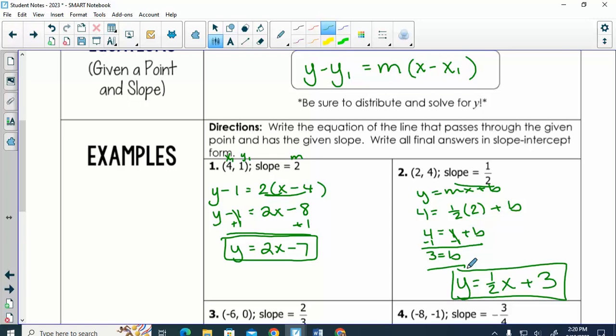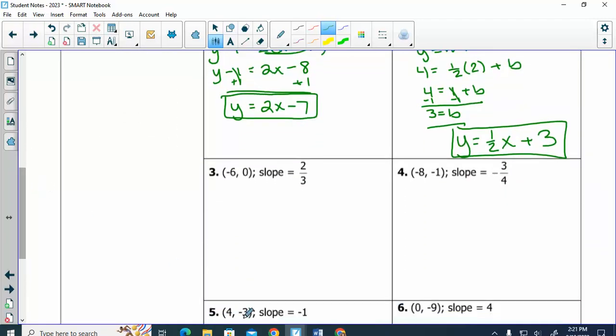How many of you like the first one, point slope? Alright, how many prefer the second one? Okay, looks like I'm going to keep using the first one from here on out. We'll do another one together, and then I might have you guys try some.